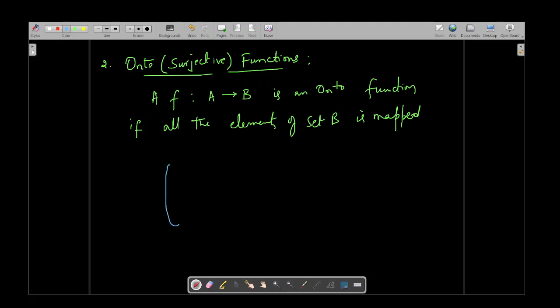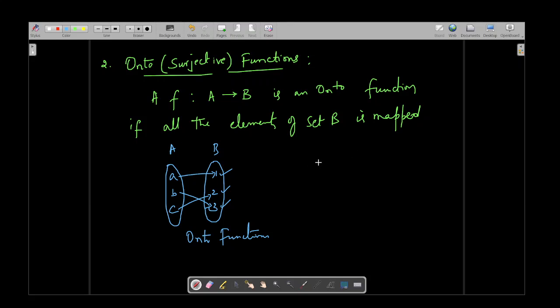If I have set A and set B like this, with the elements a, b, c and 1, 2, 3. Now, if I map a to 1, b to 3 and c to 2, here you can see all the elements of B, 1, 2 and 3, are mapped. So no element in B is unmapped. Such functions are called onto functions.